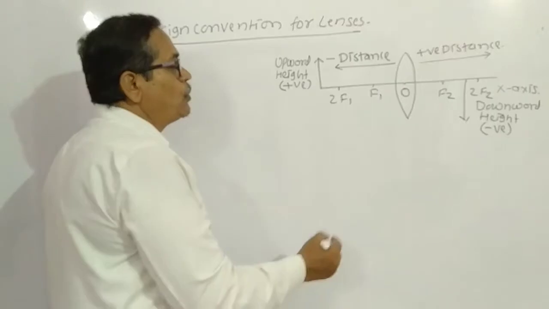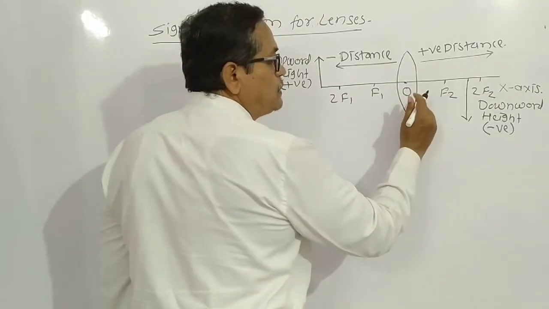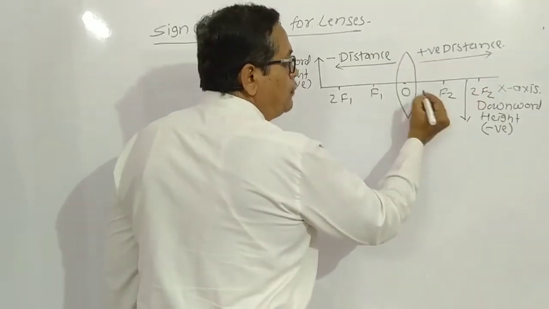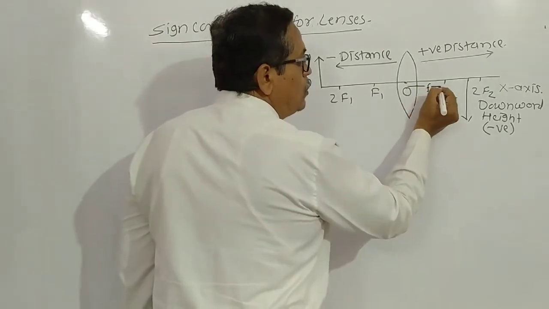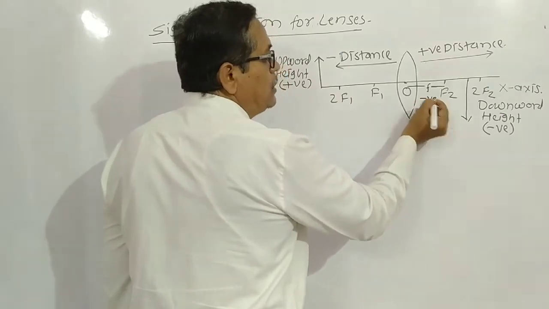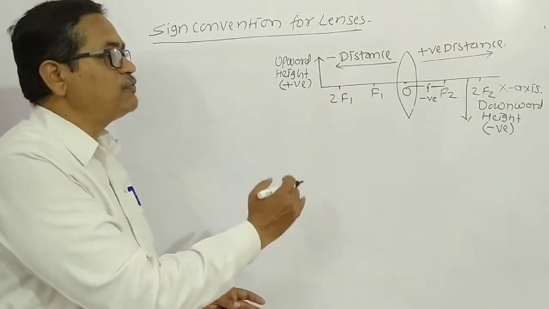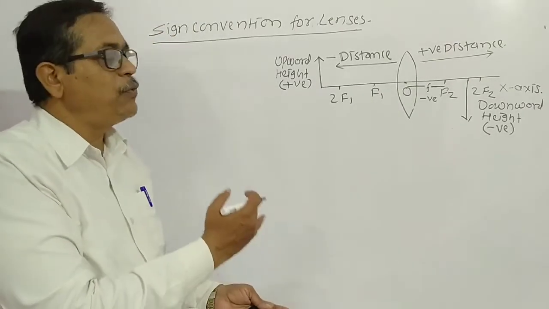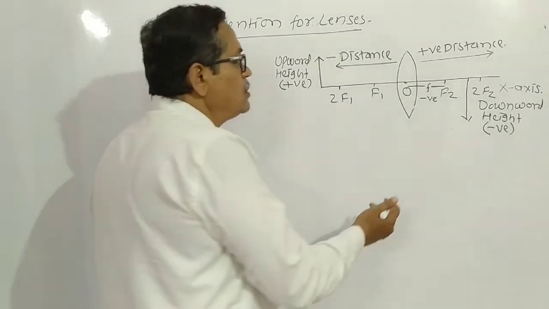Dear student, focal length of convex lens. You know, the focus of a convex lens is to the right side of the lens. F2 is the focus, and in this way we denote the focal length by small f. Since the focus of a convex lens is to the right side of the lens, the focal length of a convex lens is positive.